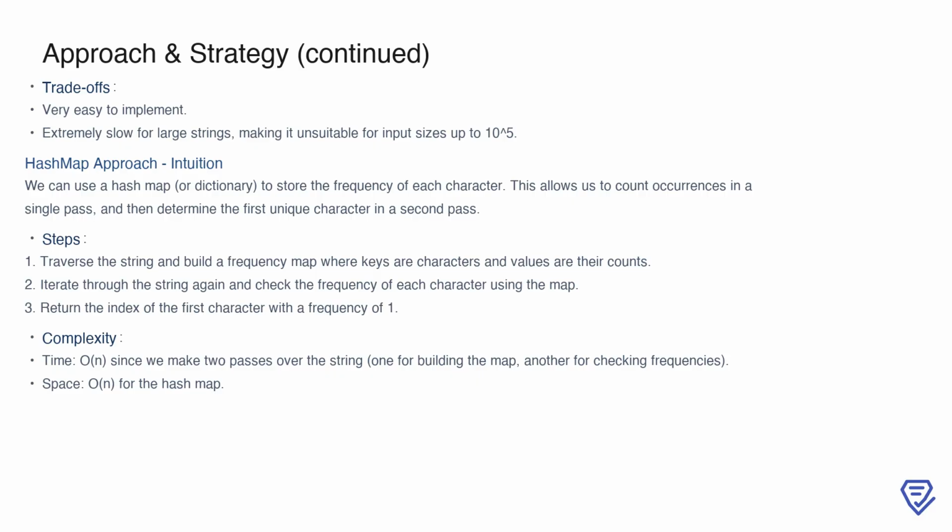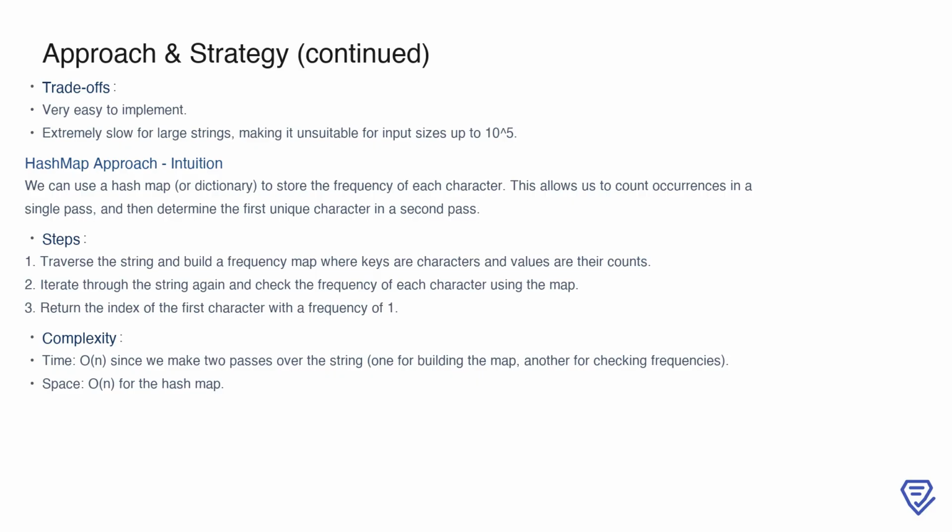The intuition behind this method is to leverage a hash map to store the frequency of each character. This allows us to count occurrences in a single traversal and then find the first unique character in a second traversal. The steps are as follows. First, traverse the string and build a frequency map where each character is a key, and its value is the count of occurrences. Next, iterate through the string a second time and check the frequency of each character using the map. The first character with a frequency of 1 is our answer.